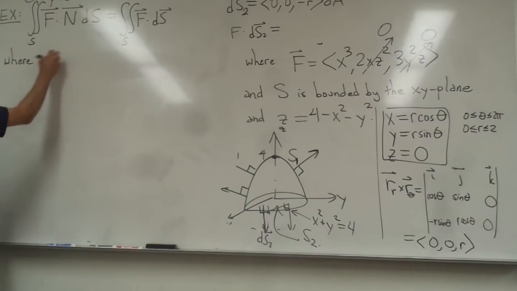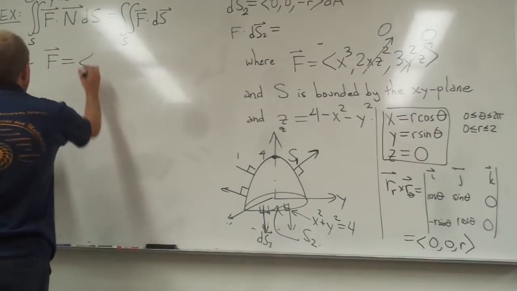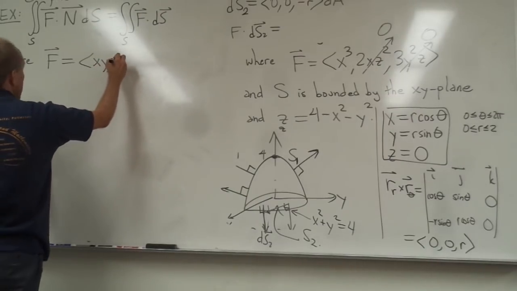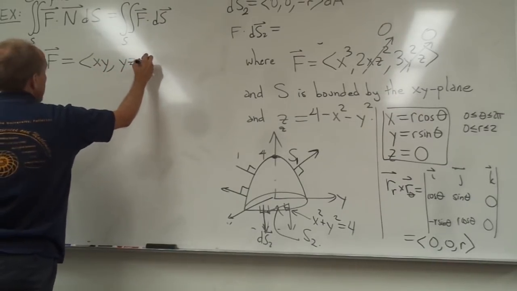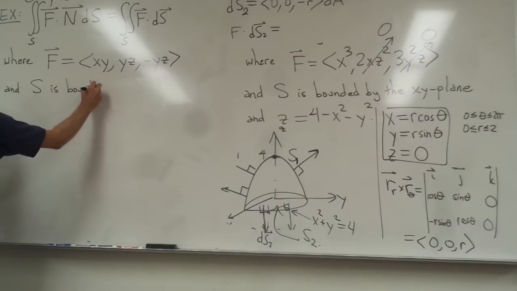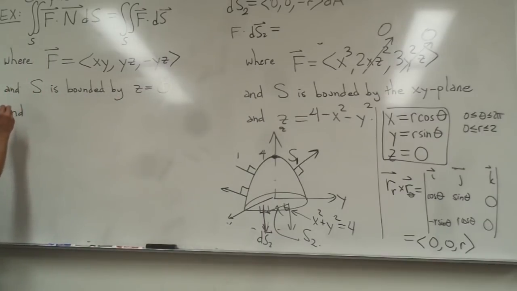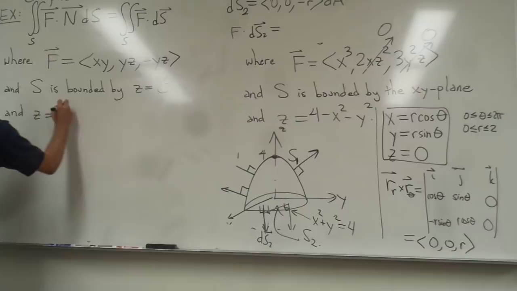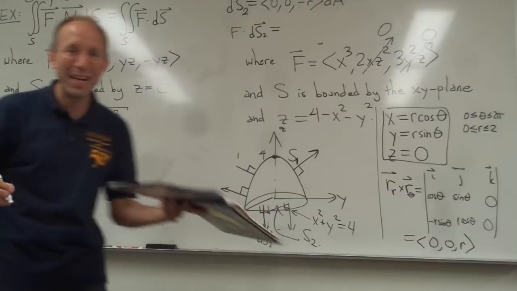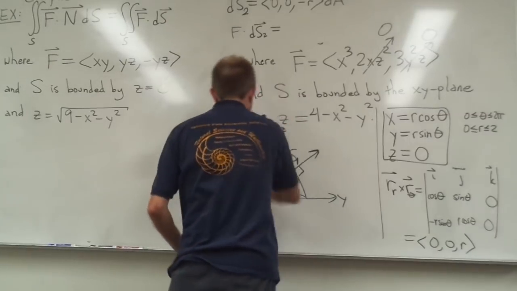where the vector field F, let me give you the vector field here. It's going to be xy, comma, yz, comma, negative yz, okay? And S is bounded by z equals 0 and z equals the square root of 9 minus x squared minus y squared, okay? So there's a problem that we can solve, okay?